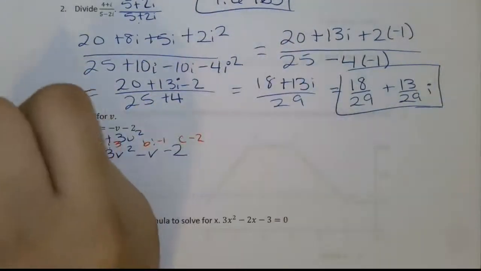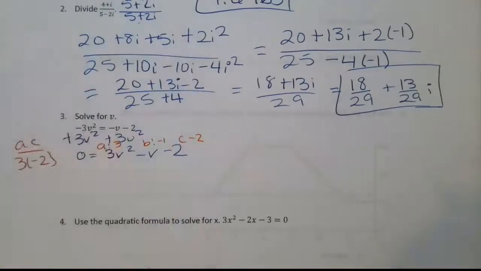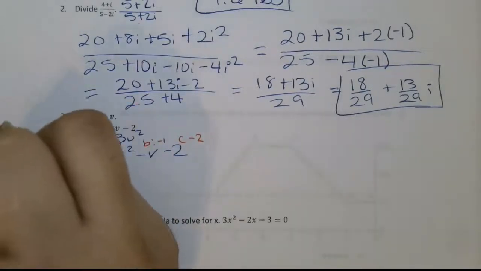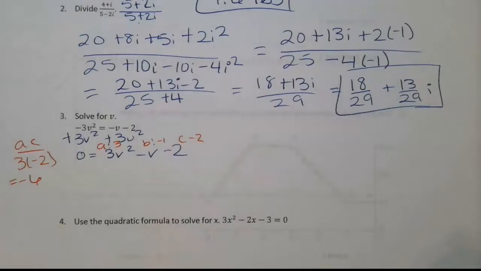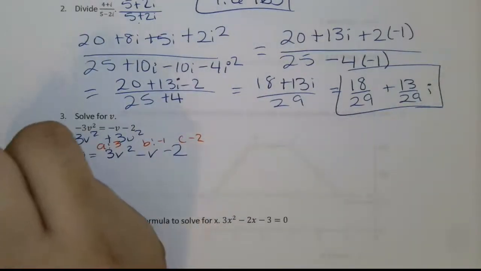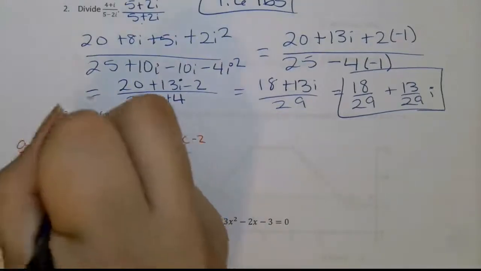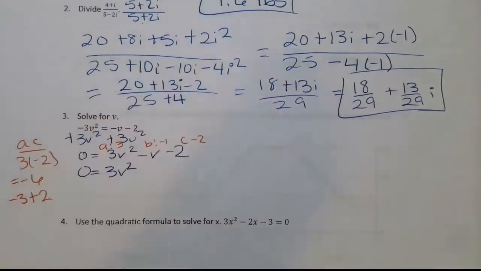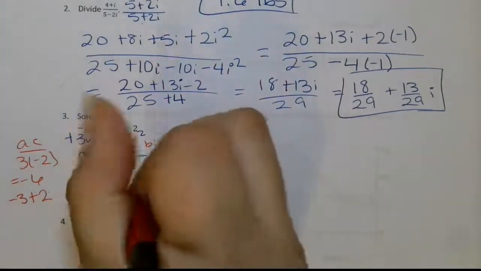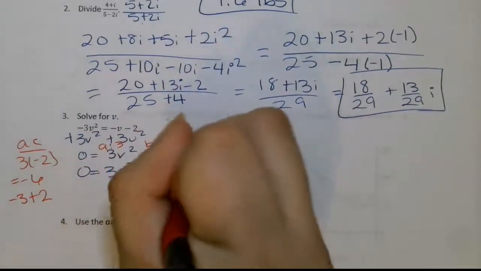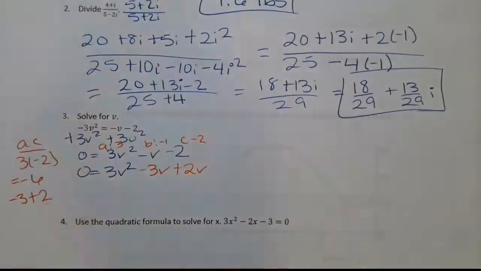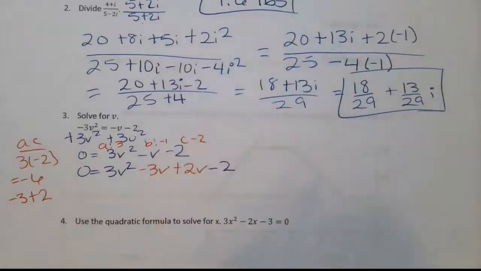So AC is 3 times -2, which gives me -6. So I'm looking for what multiplies to -6 and adds to -1. It's going to be -3 plus 2. So what I'm going to do is split up my v term into those. So I have 0 equals 3v squared, and I'm going to have minus 3v plus 2v minus 2.